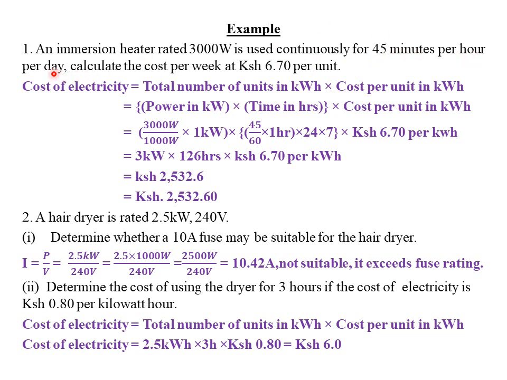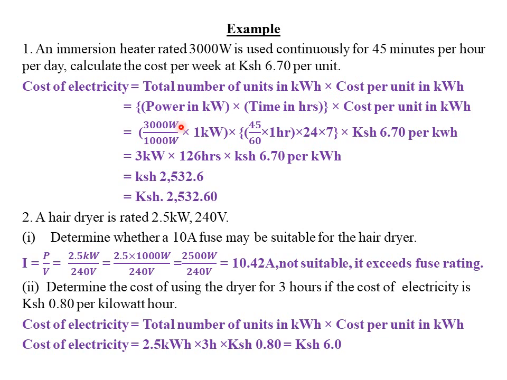Therefore, for the total time that has been spent, you are told to calculate the cost per week. Remember, 1 week has 7 days, then each day has 24 hours. Therefore, if we want to find the total time that has been taken in this particular case, we are going to take the 45 minutes, of course we convert it into hours. That is 45 minutes per hour. So we take 45 minutes multiplied by the number of hours in a given day, which are the 24 hours. Then you multiply by the number of days within a week.